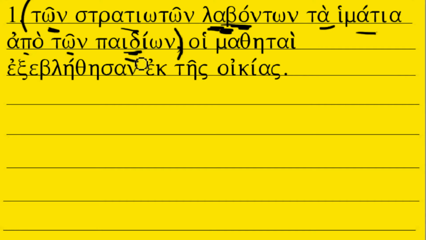This is also in the genitive, but in this case it's because it's going with the preposition apo that takes the genitive. So the actual genitive absolute involves this participle and this genitive noun, which is in the genitive plural. The soldiers having taken the garments from the children, and then the principal sentence begins here, hoi mathētai, the disciples, exeblēthēsan, were cast out, third person plural, aorist passive verb here, and the were cast out, ek tēs oikias, of the house.